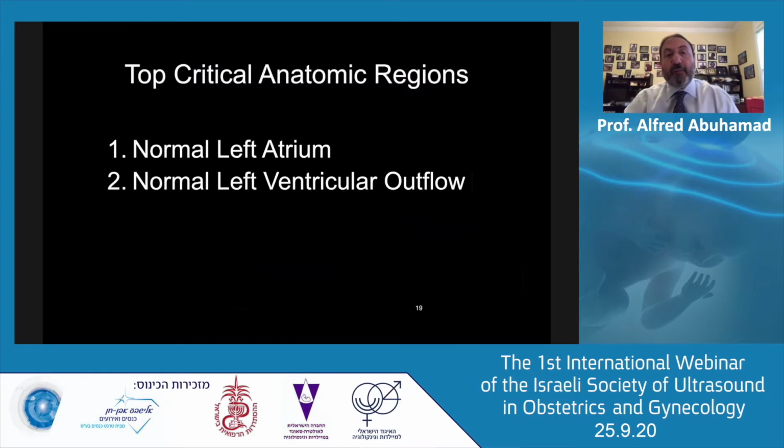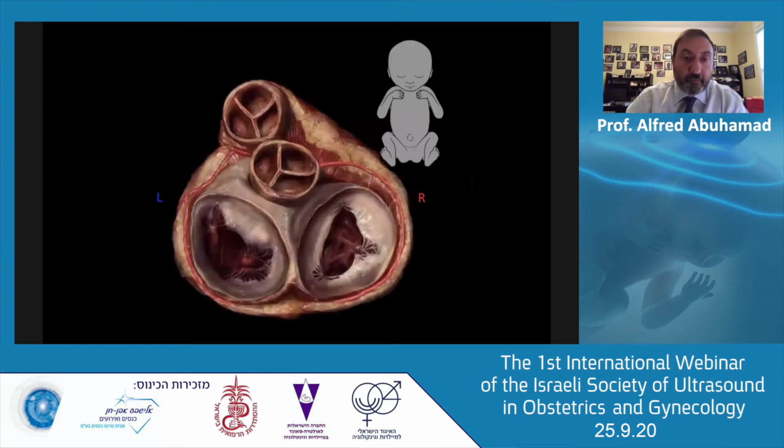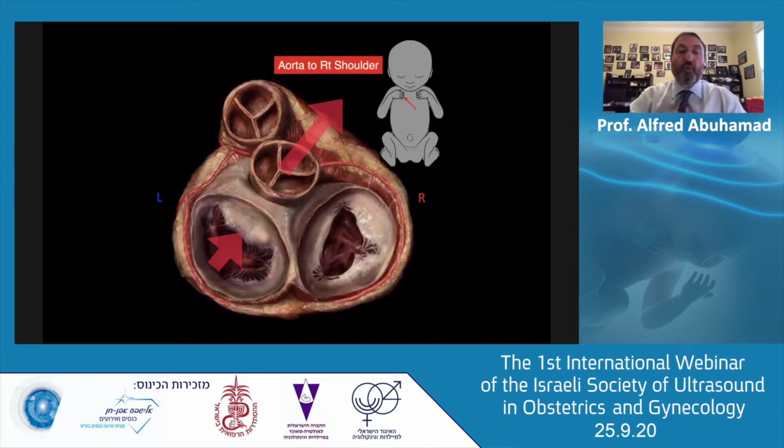The second top anatomic region I want to talk to you about is the normal left ventricular outflow. So if you look at this schematic drawing of the valves of the heart, you see that the blood that is entering the mitral valve comes out from the aorta with a direction of blood flow towards the right shoulder. And blood that is coming through the tricuspid valve comes out of the pulmonary artery, angling towards the left shoulder. So both outflow tracts as they emerge from the heart are in perpendicular relationships to each other.